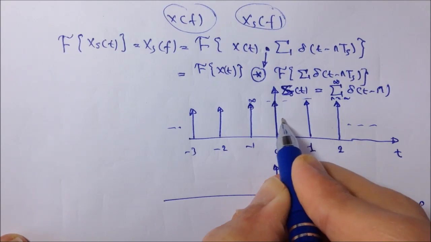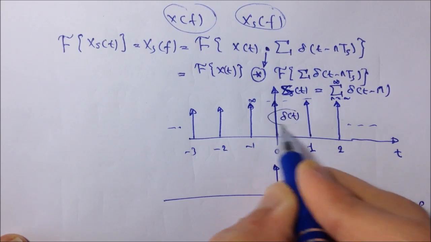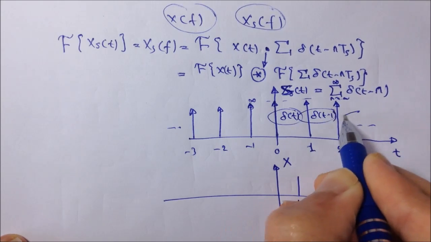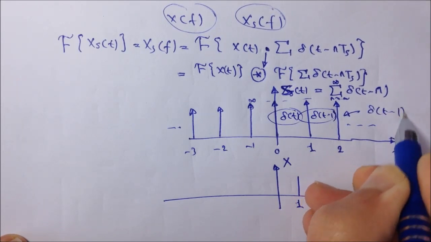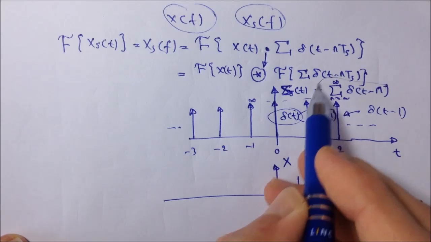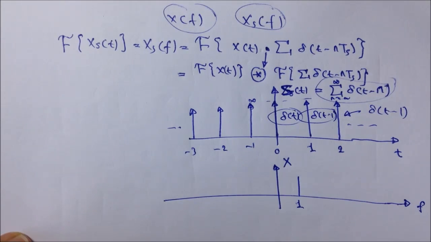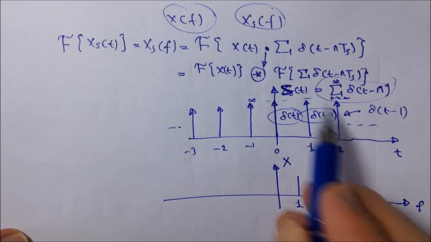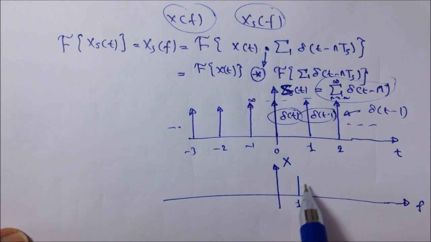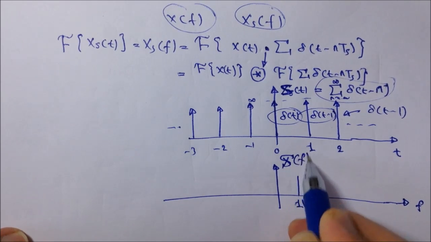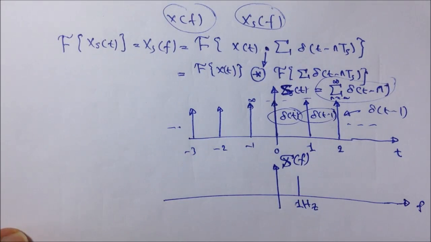So this is delta of t, and this is delta of t minus 1, and this is delta of t minus 2, and so on. And when you keep adding up these impulse functions, you get s of t, the sampling signal. And how did we get this signal? We got it by adding a 1 hertz. So let's just call this s of f, which is the spectrum of s of t.